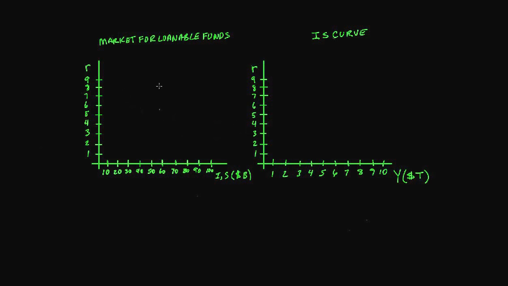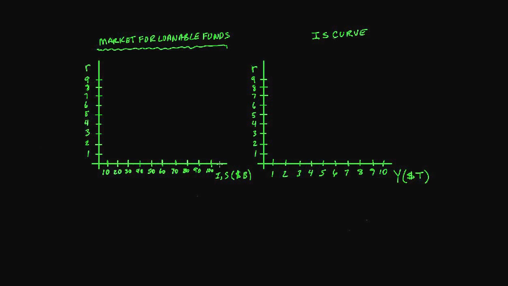So here's the space in which I'm just going to describe this correspondence. Over here I have the market for loanable funds in this left quadrant, and it's pretty simple. Let me just describe what you're looking at. On the vertical axis, or the y-axis, I have levels of the real interest rate, little r. This is a 1% interest rate, 2, 3, 4, all the way up to 9%.